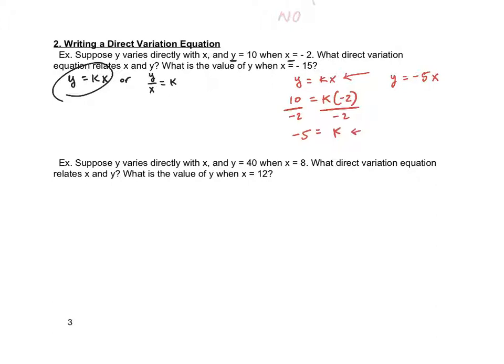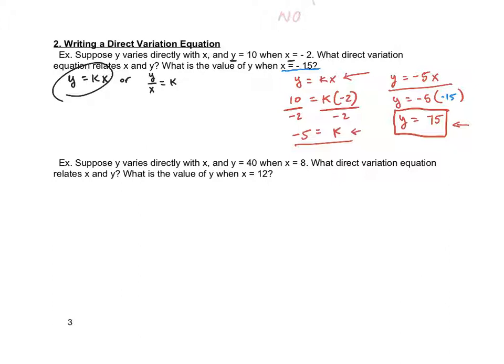And then the last part of this question is, what is the value of y when x is negative 15? Well, all you have to do there is substitute in negative 15 for x. So I have y equals negative 5 times the new value of x, which is negative 15. And when I simplify, y is going to be equal to a positive 75. So there you have it. We were discovering the value of k, the formula, the equation, and then finally a new value of y when x is negative 15. So that is writing the direct variation equation.